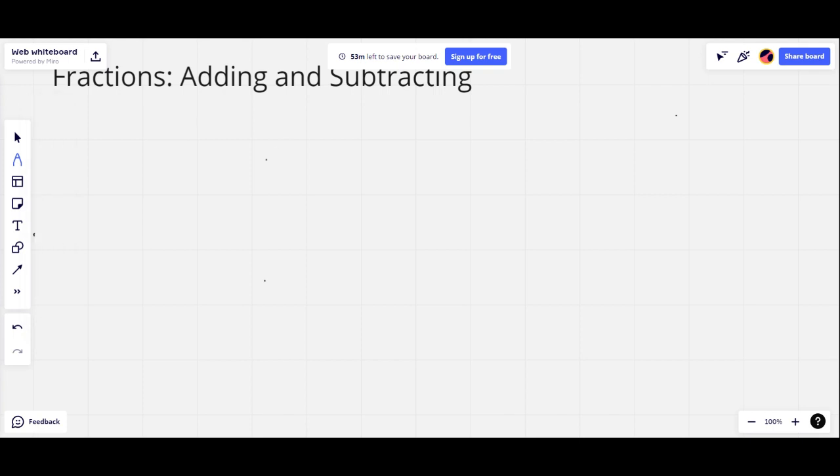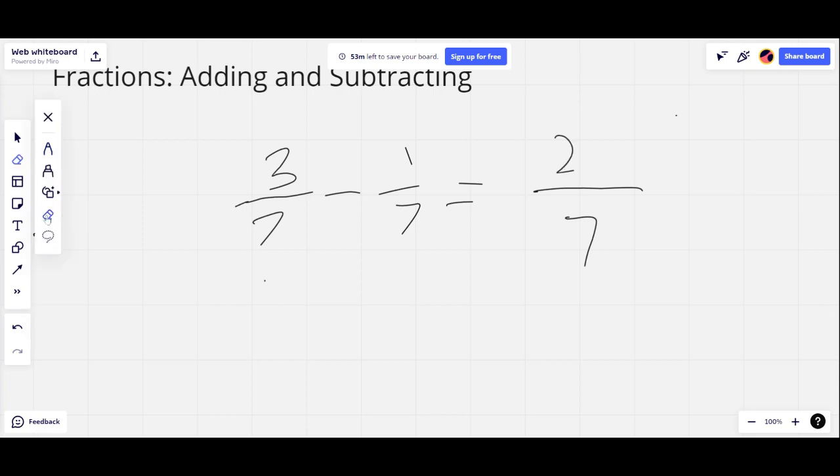So let's do 3 over 7 minus 1 over 7. In this question, it is the same as addition. Because the denominators are the same, the denominator will be 7. Because the two denominators here are also 7. So 3 minus 1 is 2, and that is easily the answer.